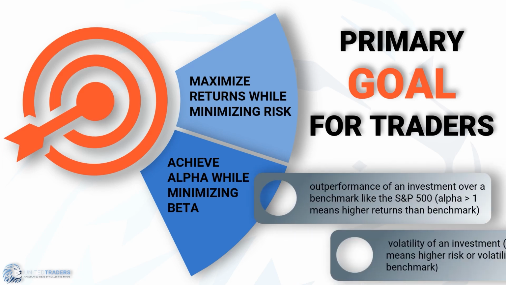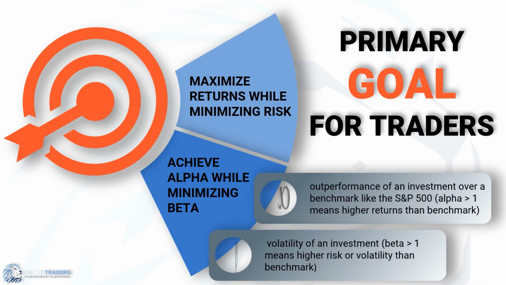Successful traders have two traits that make them stand out from ordinary investors. They are able to significantly beat market benchmarks like the S&P 500 while minimizing account drawdowns. In other words, they are able to achieve alpha while reducing beta.